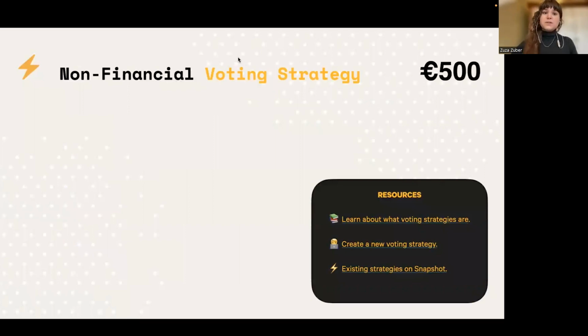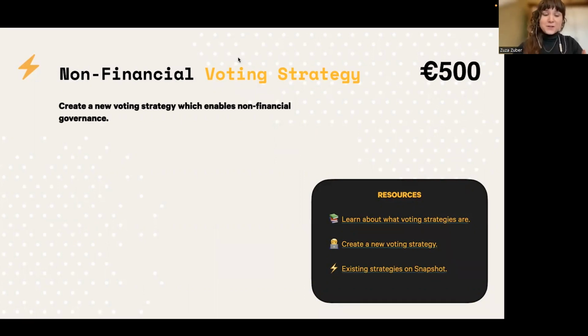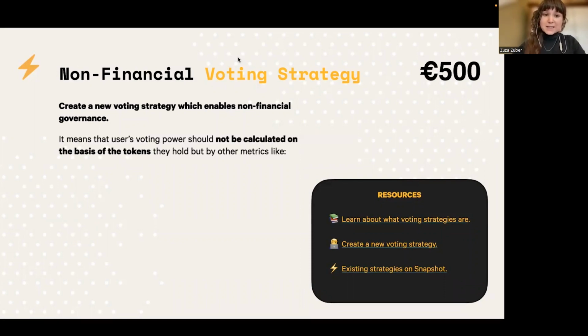So starting with the non-financial voting strategy, which is a bounty for 500 euros, what we want to achieve here is to create a voting strategy which enables basically non-financial governance, which means that the voting power shouldn't be calculated directly on the amount of the token that the users hold, but something else which is not strictly financial.